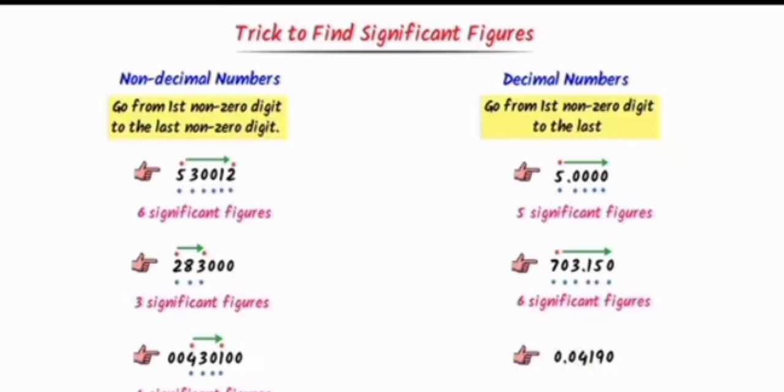In case of the third number, we can see that the first non-zero digit is 4. I go from 4 to the last. I count them. 1, 2, 3, 4. So there are 4 significant figures present in it. Thus, using this trick, we can easily find significant figures in any measurement.